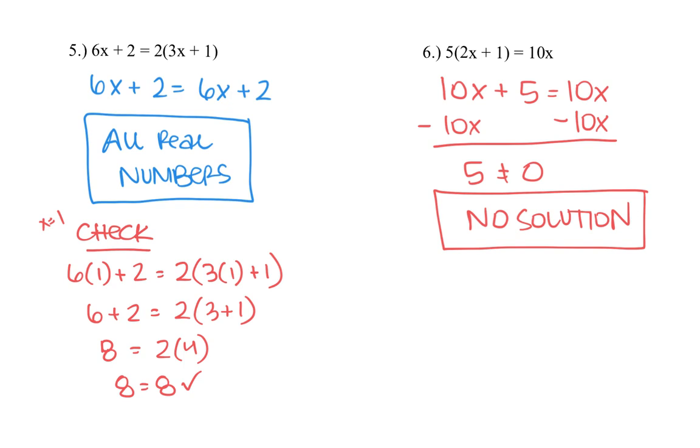Then looking at number 6, we distribute the 5. That gives us 10x plus 5 equals 10x. So when we subtract 10x, we end up with 5 equals 0, which is not true. 5 does not equal 0, and so there is no solution, and therefore no check step.